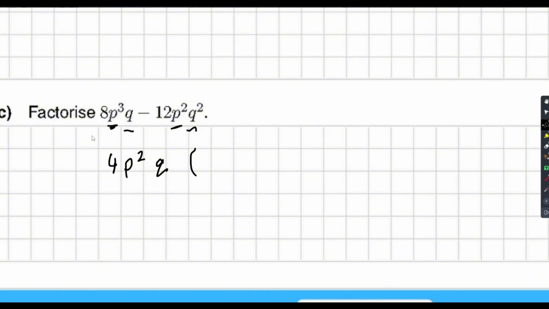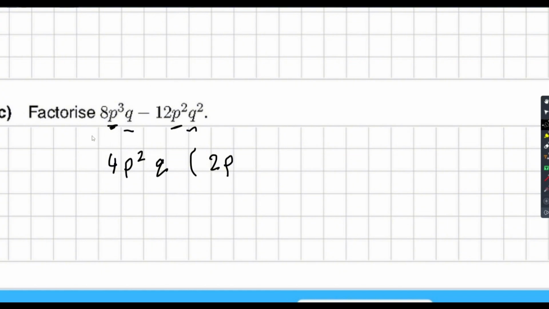So we start with the number. We need to multiply 4 by 2 anyways. We have P squared. We need a P cubed. So we're going to have to multiply by another P. Okay, P squared times P is P to the power 3. We have the Q, so we don't need another Q. So that's that first one dealt with.